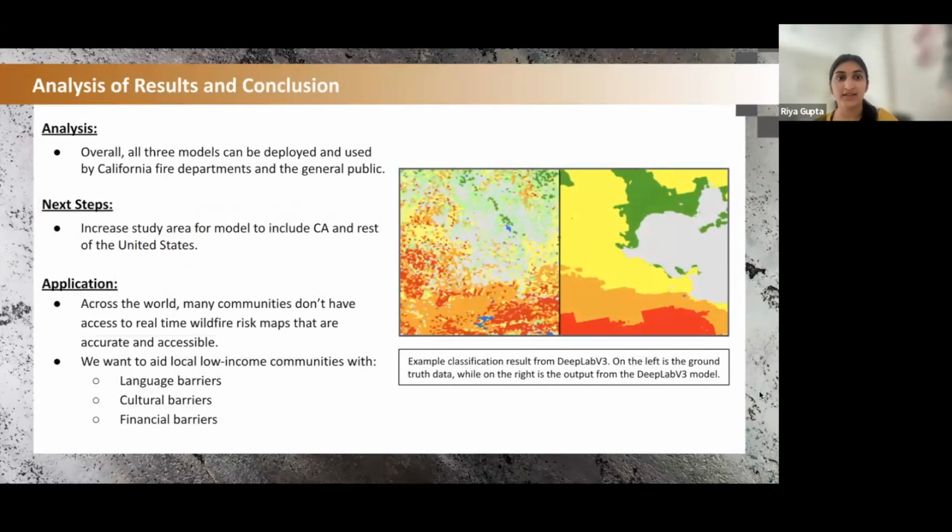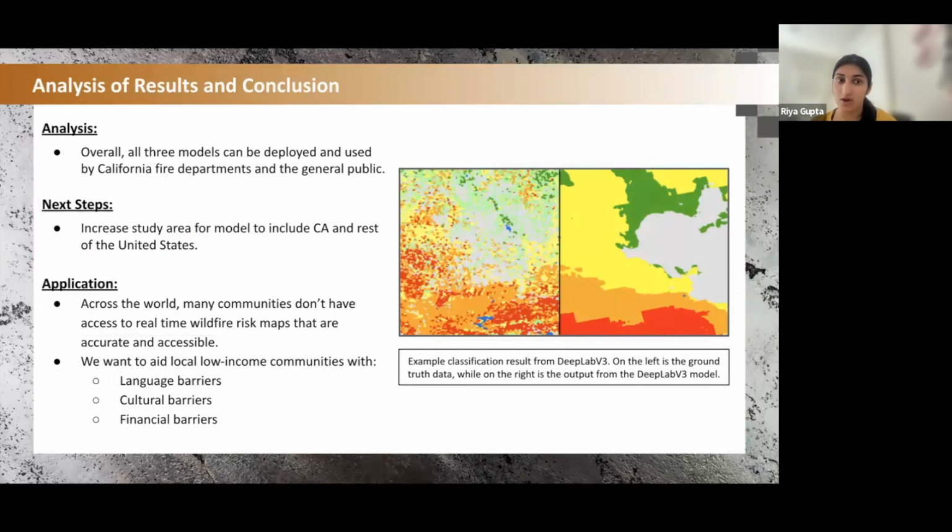Going into analysis and conclusion. Based on our F1, recall, and precision scores, our models can realistically be deployed and used for various reasons by the general public and fire departments across California. Our next steps would be to increase our study area to include the rest of California and hopefully eventually the rest of the United States.